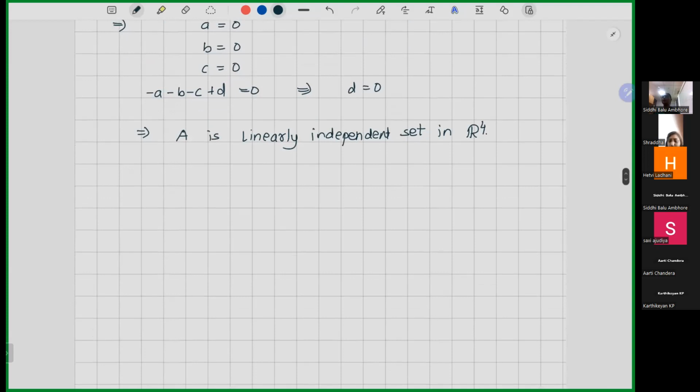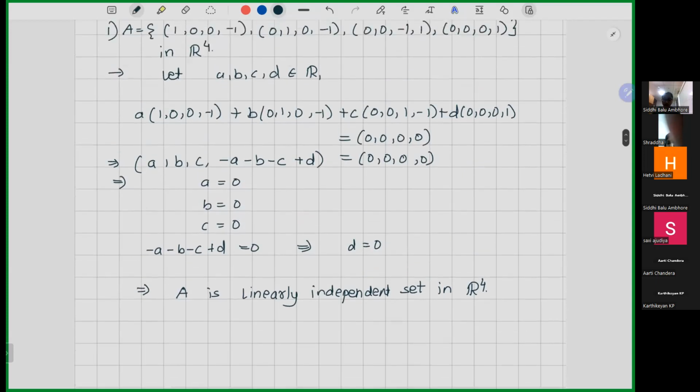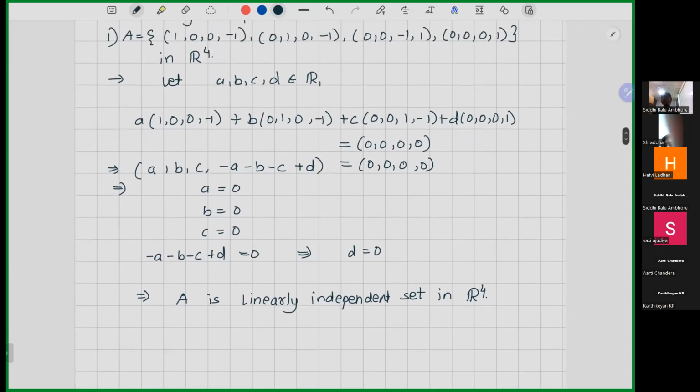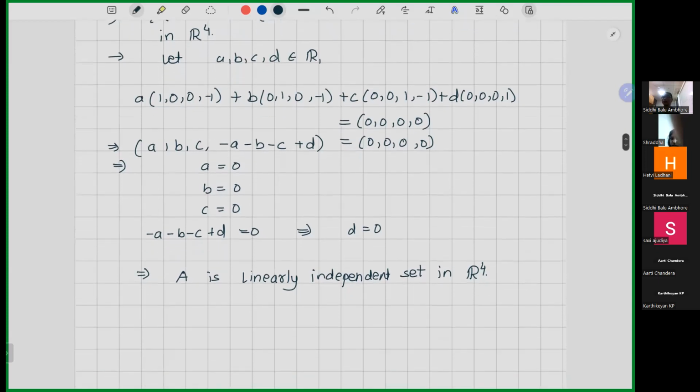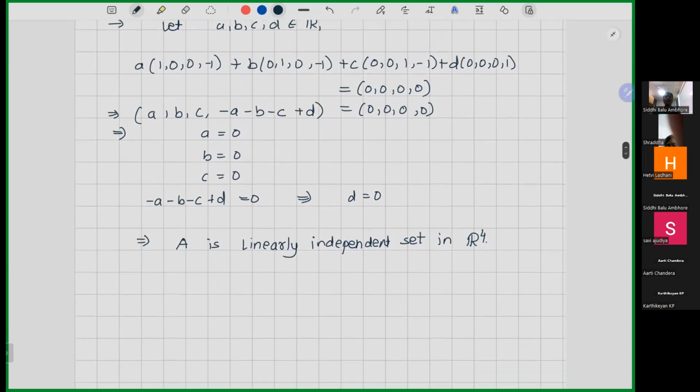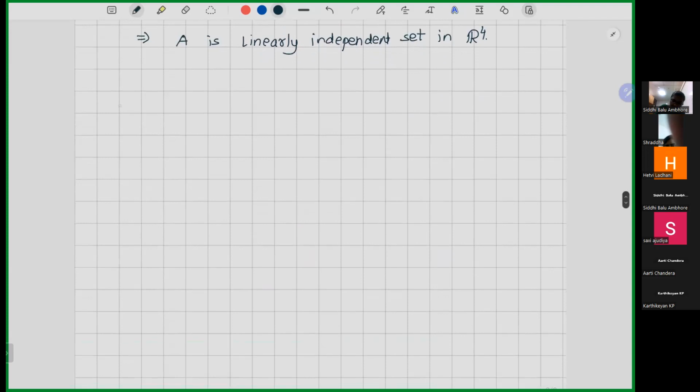Any doubt? If anyone has doubt about the definition of linear independence or dependence, please ask, and I will explain that once again. I hope this is clear. Shall I move further, or do you need any more explanation, or is it okay? It's clear, right?